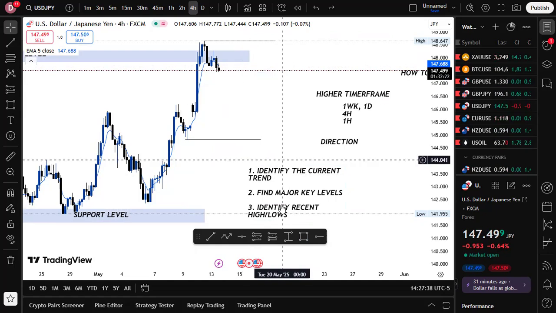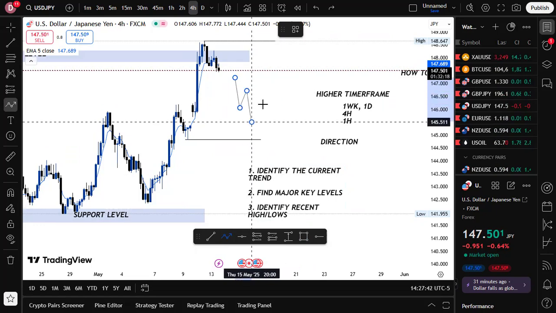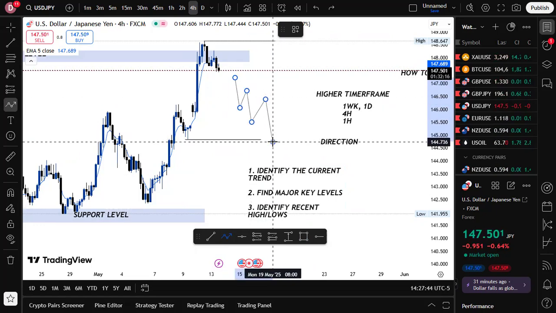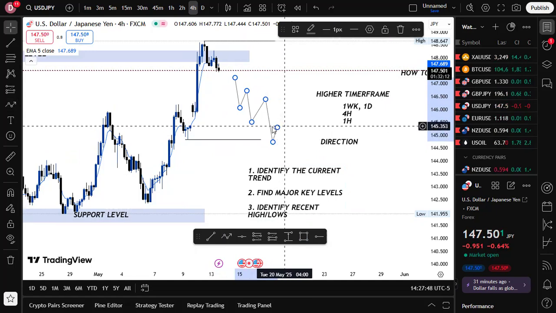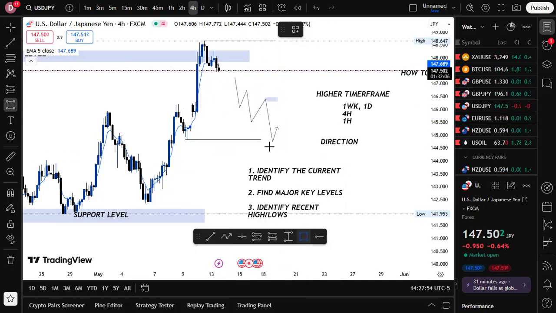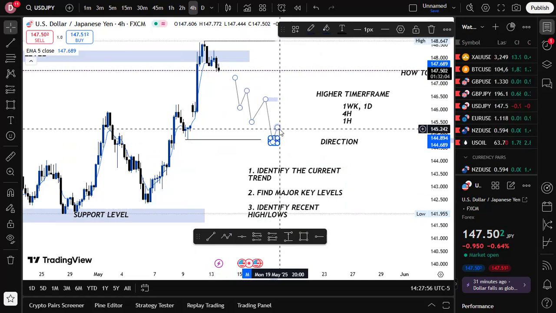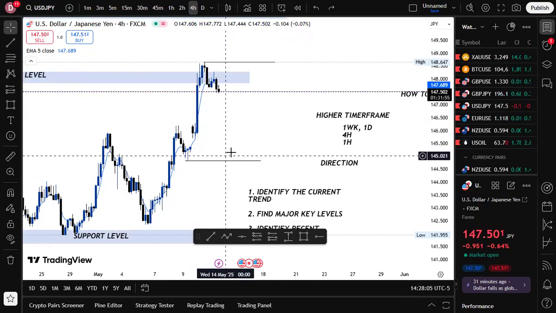If the market is on a downtrend, and it's pulling back like this or like this, you cannot identify here as your recent high. This will be your recent high, and then this will be your recent low. You cannot identify here as your recent high because this is where the price is, right? So now you can see we have identified our recent high and our recent low.